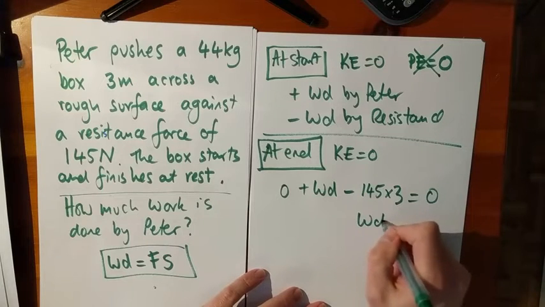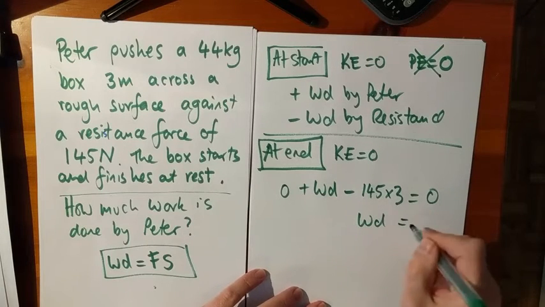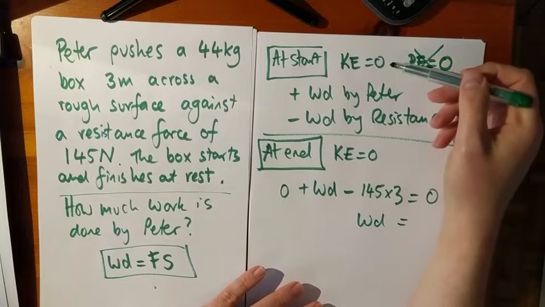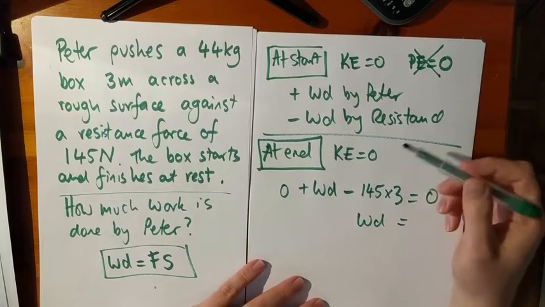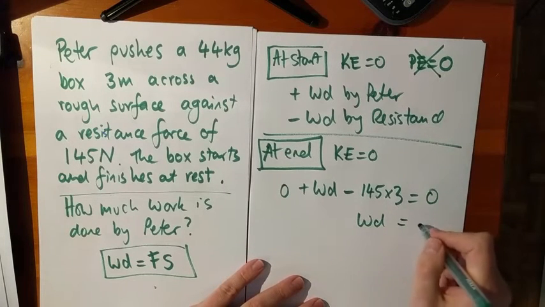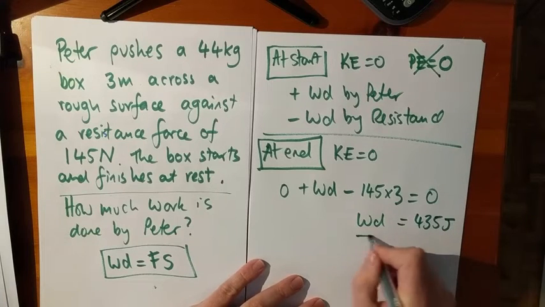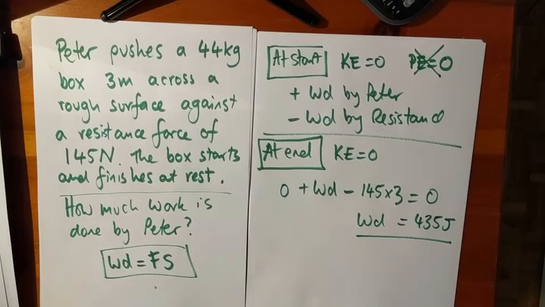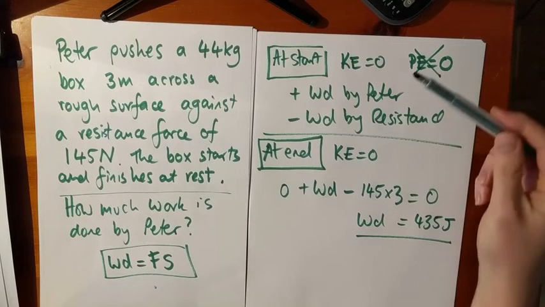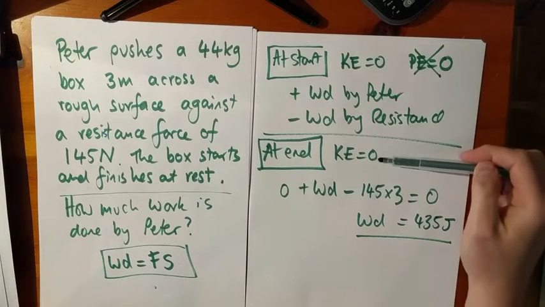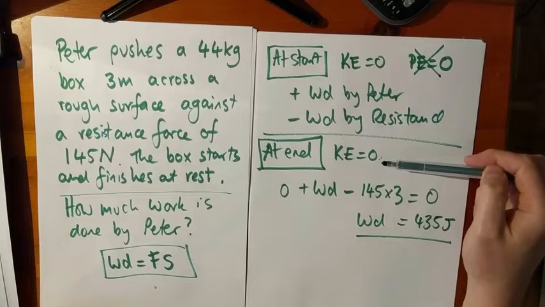And so the work done by Peter is just that, really. To overcome resistance, to start with 0 and finish with 0 energy, we end up with 435 joules. And that was the amount of work done by Peter. The force that Peter had to push that box was exactly the same as the force of resistance in this particular case, because there wasn't any increase in energy by the time we got to the end here.